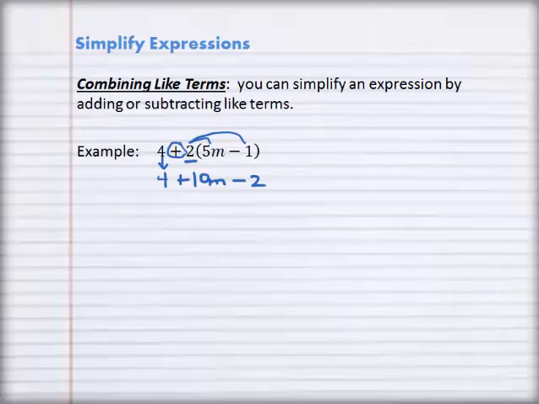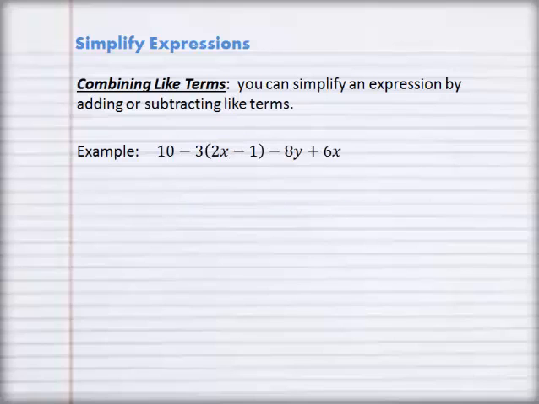Now I'm going to combine my like terms. What are my like terms? It would be the 4 and the minus 2 because they don't have variables. There's nothing to go with the 10m, so it's just going to be by itself. So what's 4 plus negative 2, or 4 minus 2, is 2, and then I'll bring down my plus 10m. You could write it as 10m plus 2 if you work that order.